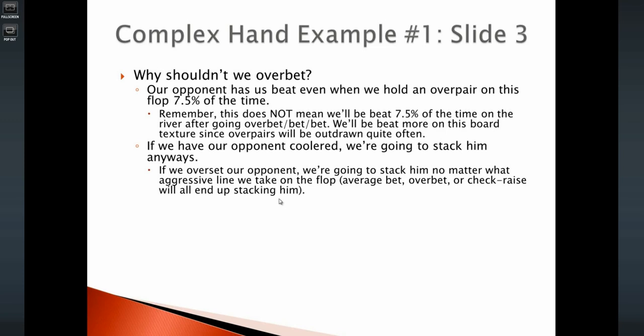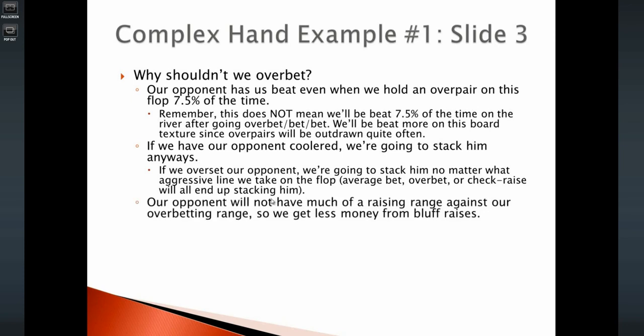Our opponent has a raising range on this flop. It clearly makes sense for him to have a raising range because he doesn't want to let us realize all of our equity with all of our bluffs, since we're bluffing a ton of flush draws, straight draws, gut shots and overcards. So because he's going to have a raising range on this flop, we can say, you know what, if we do have him coolered, we're going to stack him no matter what we bet. So we don't really need to overbet just to make sure we get value from weaker hands.